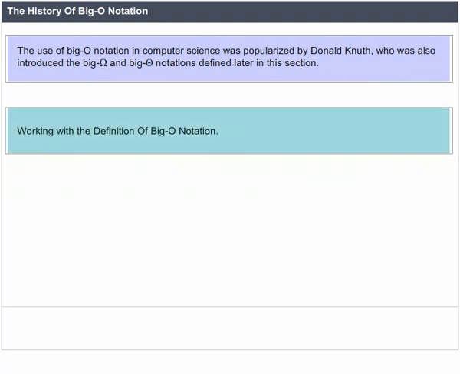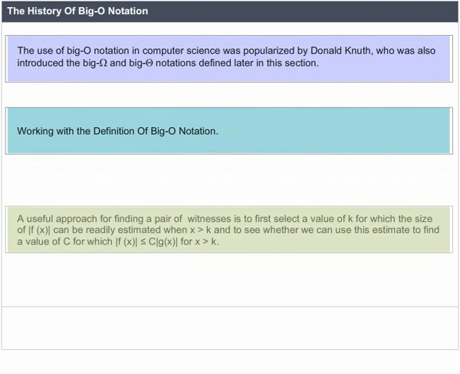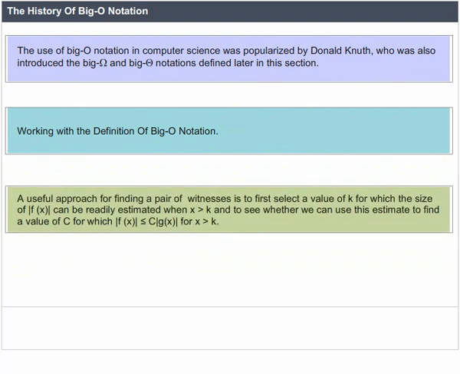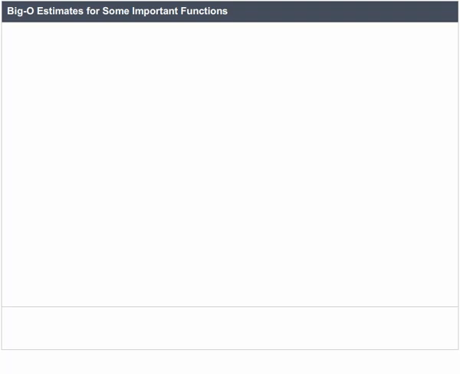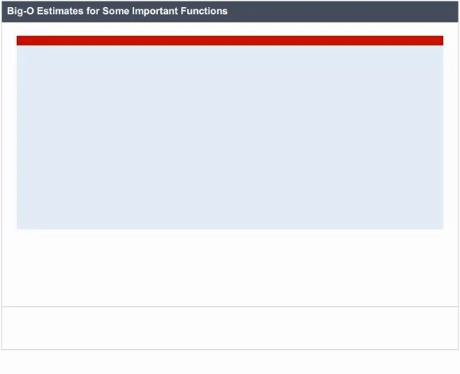Working with the definition of big O notation, a useful approach for finding a pair of witnesses is to first select a value of k for which the size of modulus of f(x) can be readily estimated when x is greater than k, and to see whether we can use this estimate to find a value of c for which modulus of f(x) is less than or equal to c times modulus of g(x) for x greater than k.